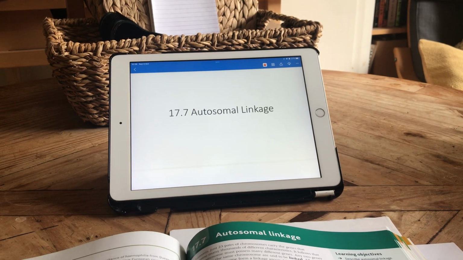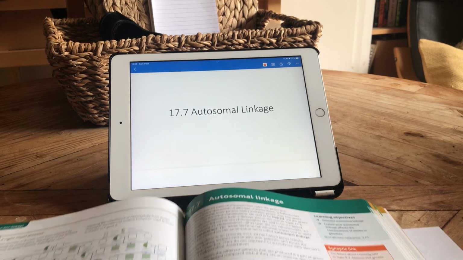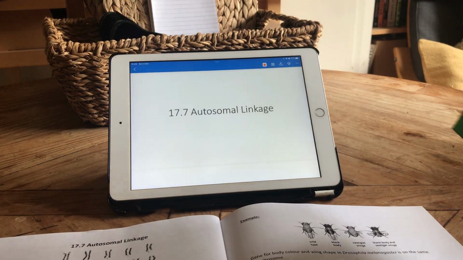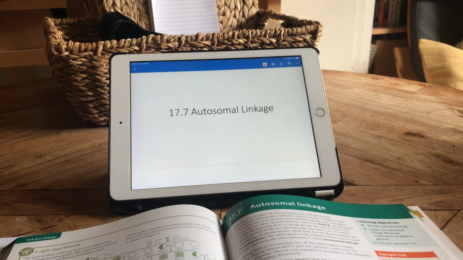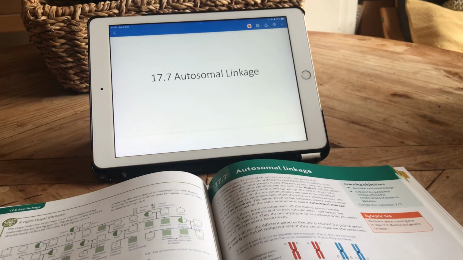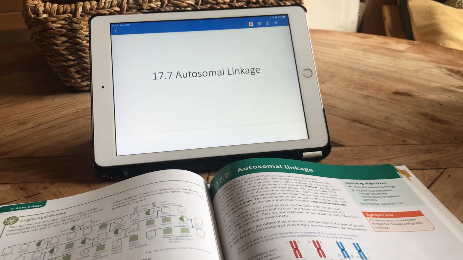Okay, in this video we're looking at 17.7, which is autosomal linkage. We're going to possibly want our textbook, and we're going to want our booklets open on page 39-40, and maybe some scrap paper as well, just to have a little think along. We're going to use this lesson to look at autosomal linkage, plus a bit of time to get your head around some of the other topics from a few lessons ago.